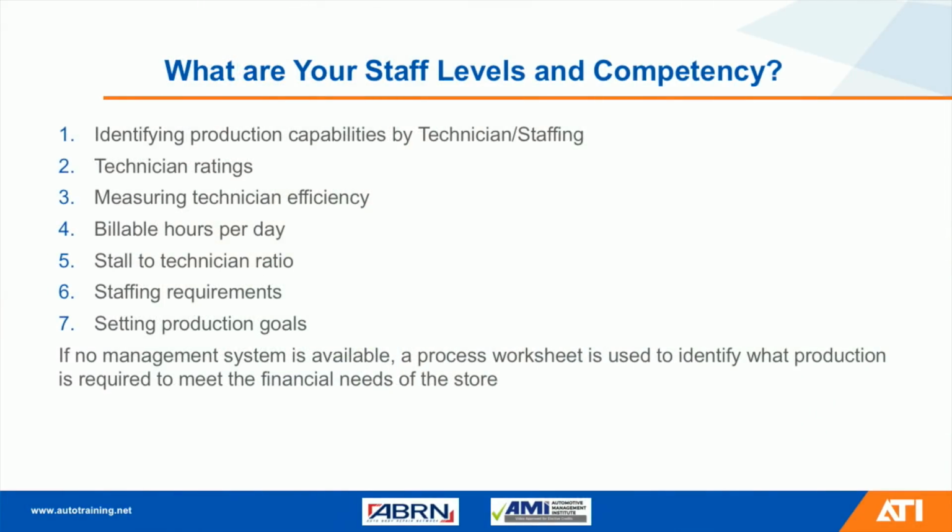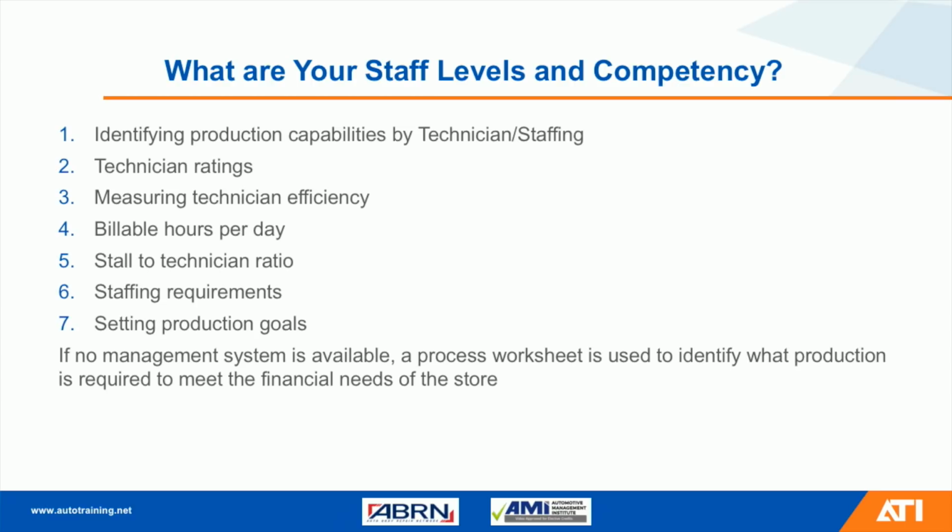So as we walk through this, we'll take these item by item, identifying production capabilities by the technician staffing. That's looking at what can the folks produce that you have working for you. Then the second part of this is the technician ratings. Where are they in the scale ranking as to their abilities? Number 3, measuring the efficiency. That's looking at the billable hours produced to the clock hours that are worked. And so that gives us the billable hours per day, per week, per month that they can produce.